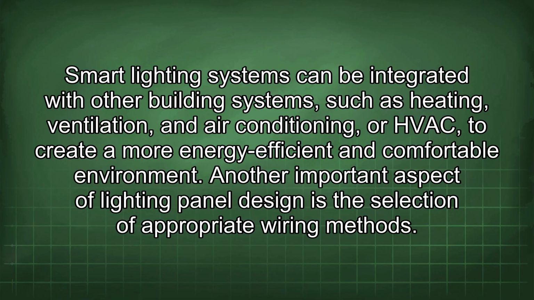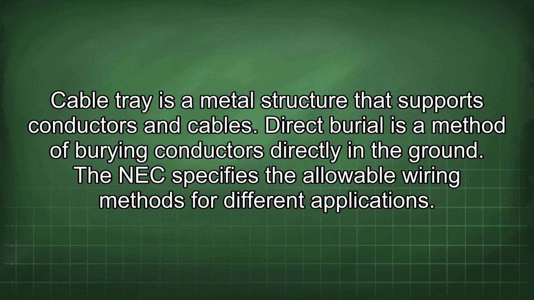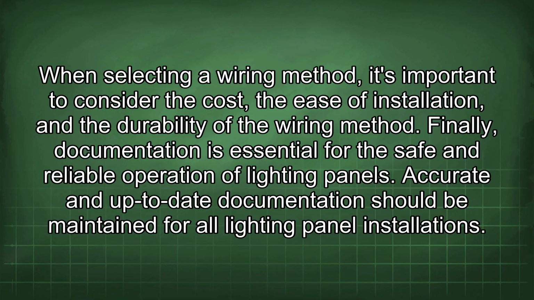Another important aspect of lighting panel design is the selection of appropriate wiring methods. The wiring method should be selected based on the type of conductors, the ampacity of the conductors, and the environmental conditions. Common wiring methods include conduit, cable tray, and direct burial. Conduit is a rigid or flexible tube that protects conductors from damage. Cable tray is a metal structure that supports conductors and cables. Direct burial is a method of burying conductors directly in the ground. The NEC specifies the allowable wiring methods for different applications. When selecting a wiring method, it's important to consider the cost, the ease of installation, and the durability of the wiring method.